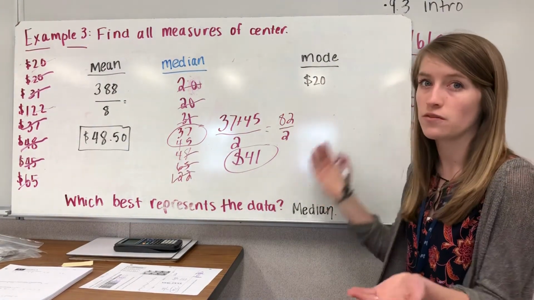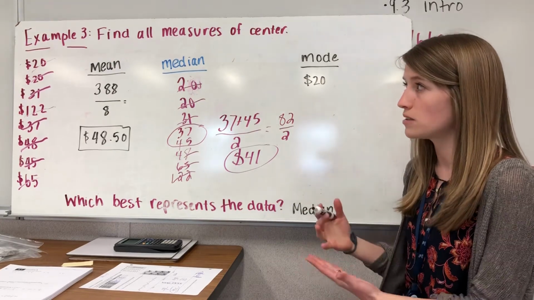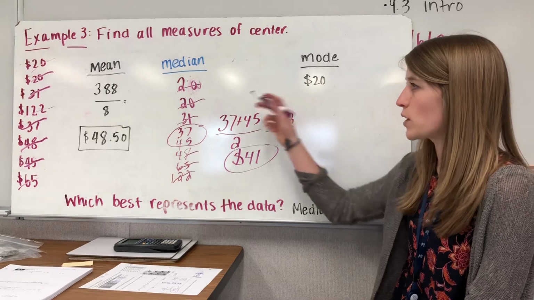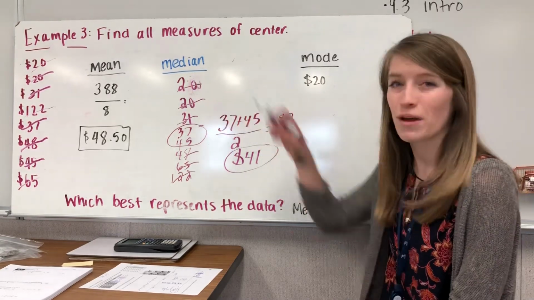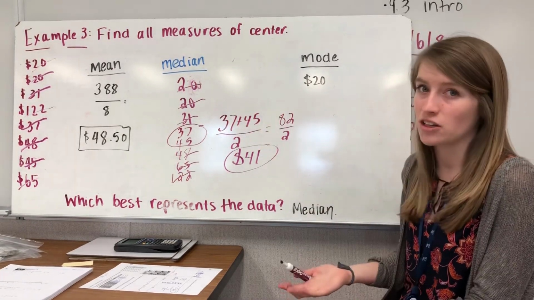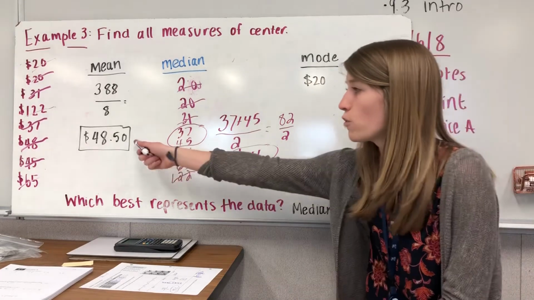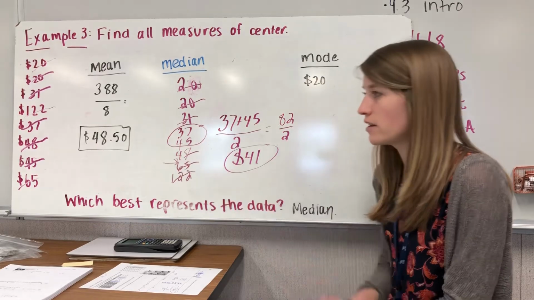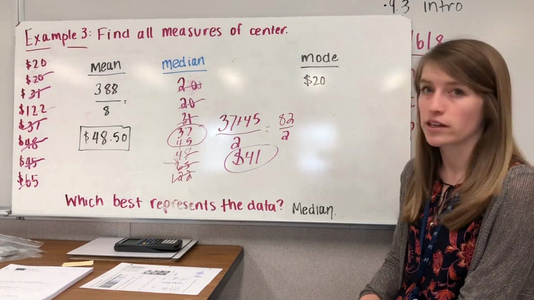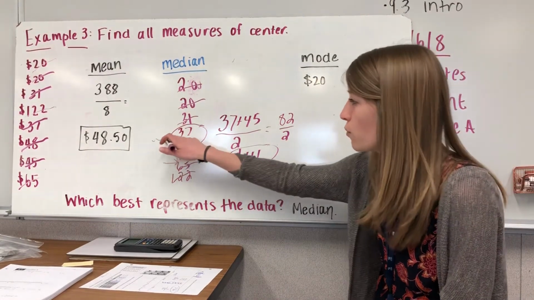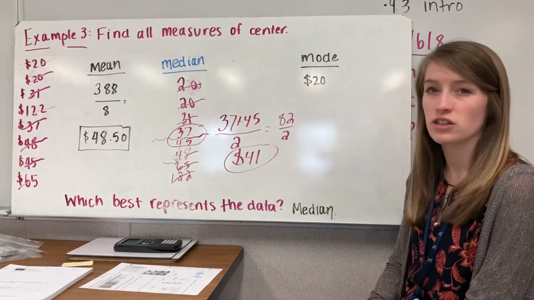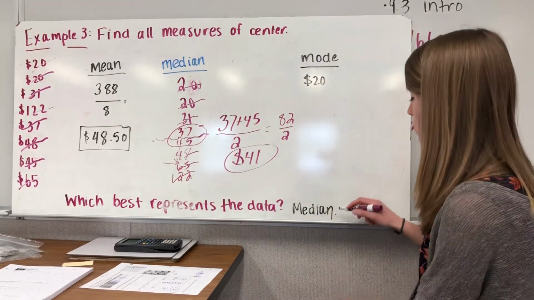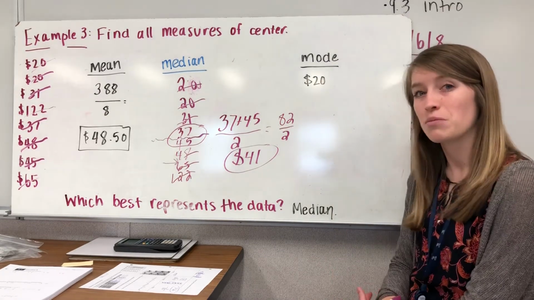Those 3 numbers are very different. So which one best describes the center of my data set? In this case, 20, the mode, is one of my lowest 2 values. That does not look like the center. $48.50, that's located right here. Again, that doesn't really look like my center. Now 41 is in between 37 and 45. That looks the most like my center. So which one best represents the data would be the median.